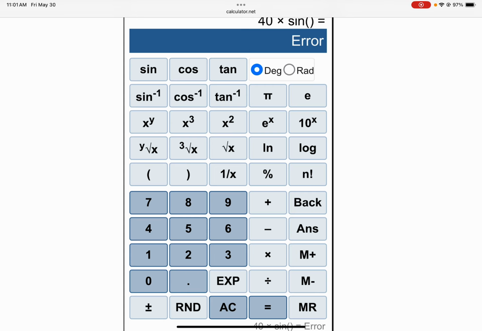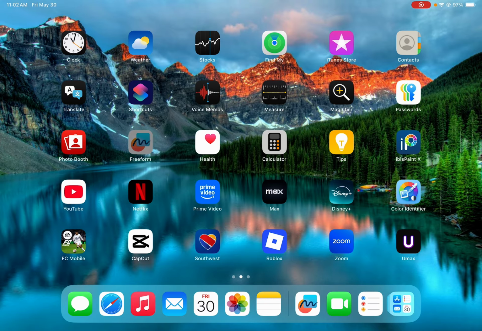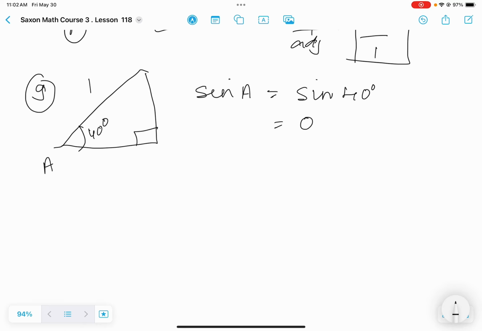We got an error. So that's not the way we do it on a scientific calculator. In fact, you just have to press sin first, and in the brackets enter 40. That is 0.6427, but we can round it off to the nearest thousandth. So it is 0.643. Going back to our problem, 0.643. That's your sine 40.